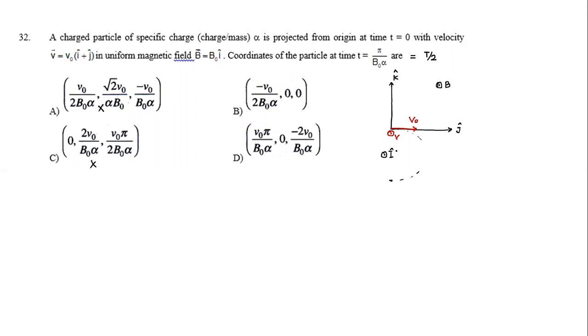What will be the z coordinate? The z coordinate will be equal to minus 2r. So this is minus 2r. And how about the x coordinate? The x coordinate will be equal to v into t, which is the term here. So this is the correct option.